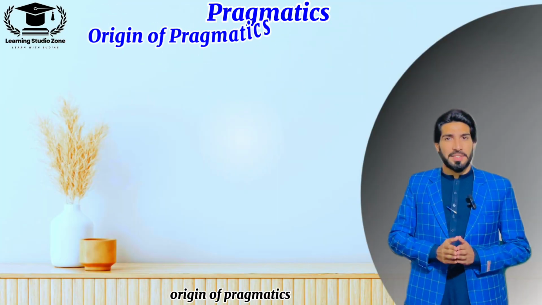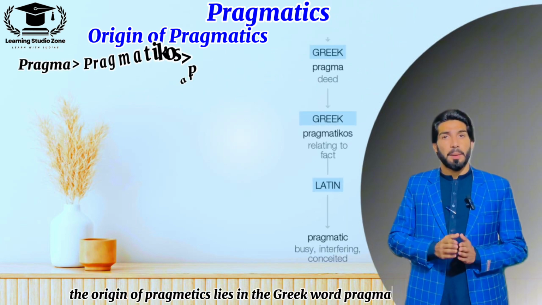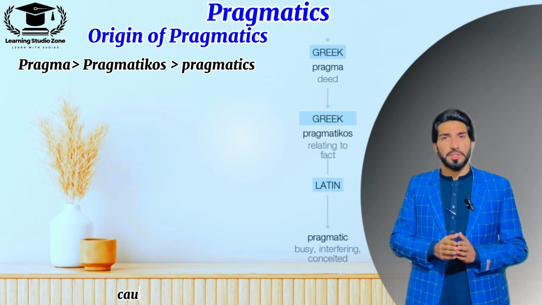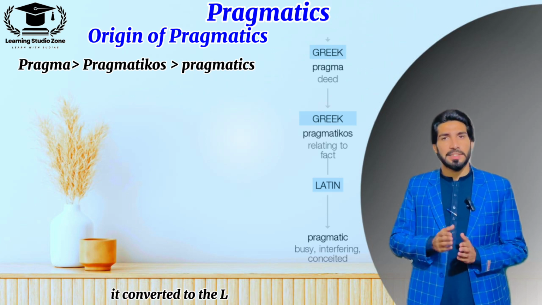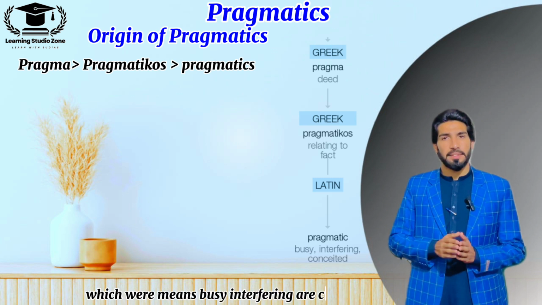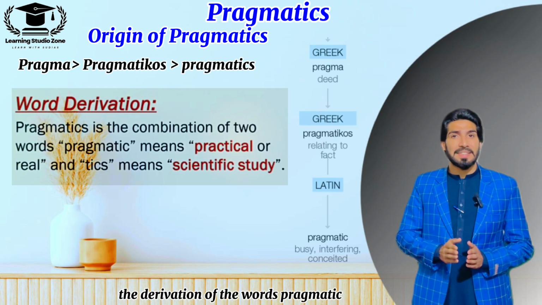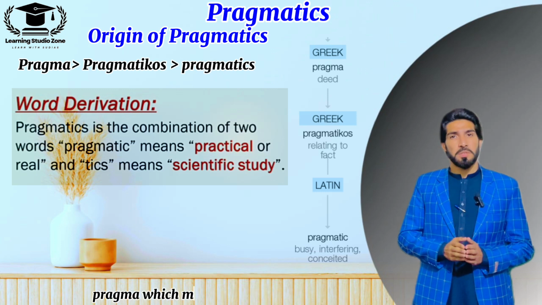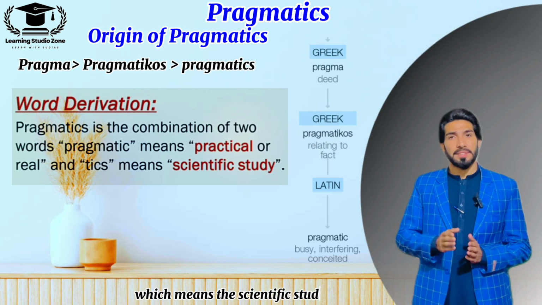Origin of pragmatics. The origin of pragmatics lies in the Greek word pragma, which means deed. Then it converted to the word pragmaticos, which means relating to the fact. Then after that it converted to the Latin word pragmaticus, which means busy, interfering, or conceited. So the derivation of the word pragmatic in English is a combination of two different words, pragma, which means practical or real, and tics, which means the scientific study.